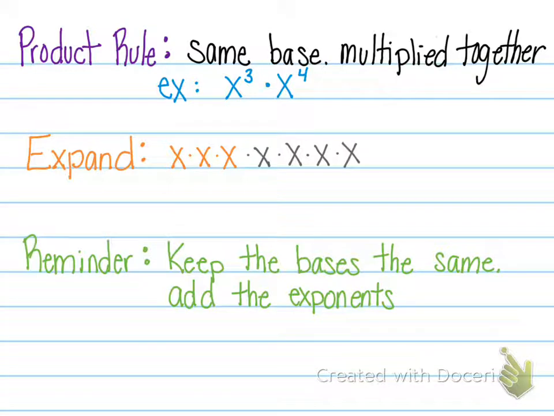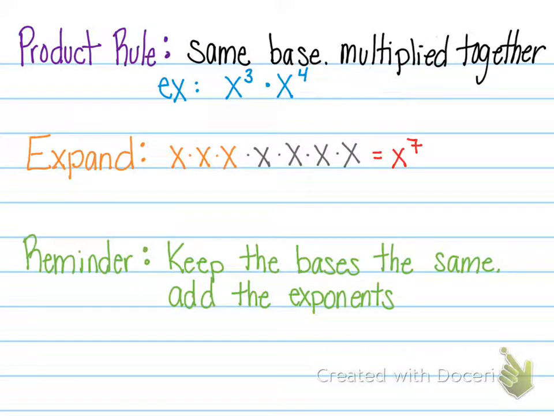So the x to the 3rd told me to multiply x by itself 3 times. And the x to the 4th, that 4 told me to multiply x by itself 4 times. Now if I multiply them all together, my grand total is that I multiplied that x by itself 7 times. So I can rewrite that x to the 3rd times x to the 4th as x to the 7th power.